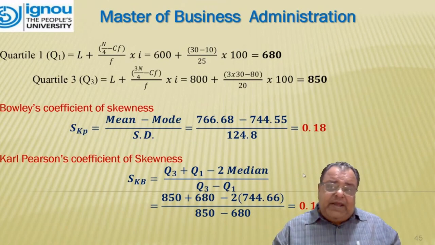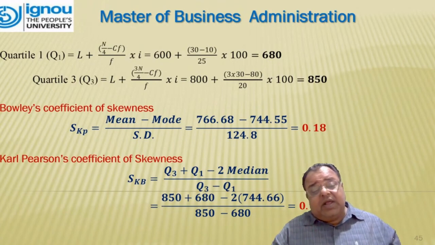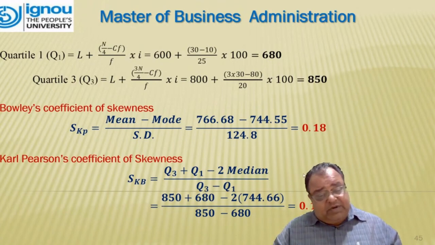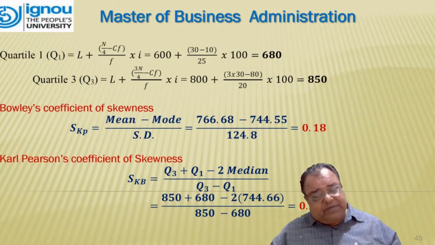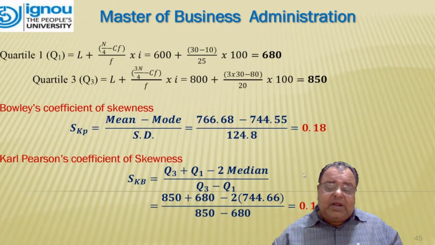On solving it, we get 0.18 as the Bowley's coefficient of skewness. Now we will move to Karl Pearson coefficient of skewness, denoted by SKP, which is (Q3 + Q1 - 2 median) upon (Q3 - Q1). Putting all the values in this relation, we get 0.11.